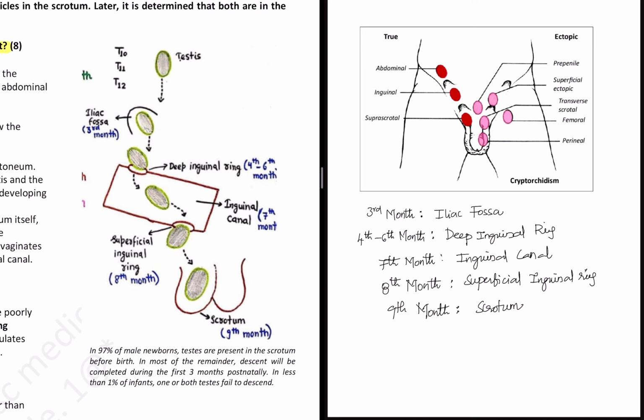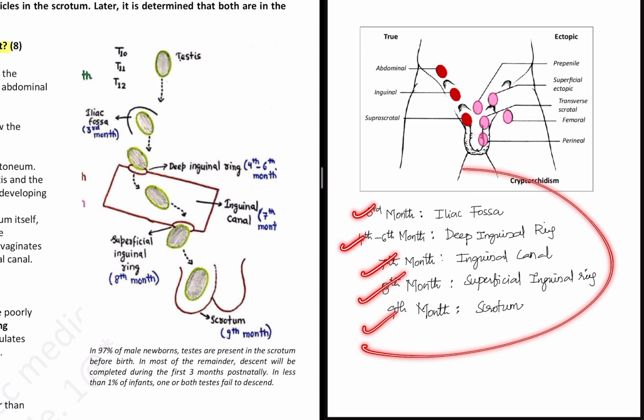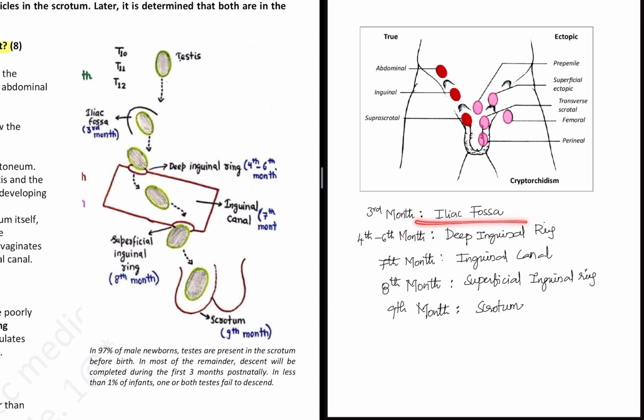For the time being, what is more important is the timeline, and I have seen in many PG entrance examinations, they ask: the testis is lying at the level of the inguinal canal, what could be the age? It is the 7th month. At the 7th month of fetal age, you will see it lying at the inguinal canal. Okay, this is intrauterine age.